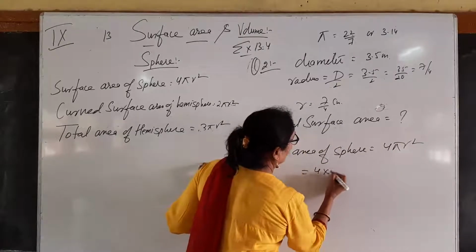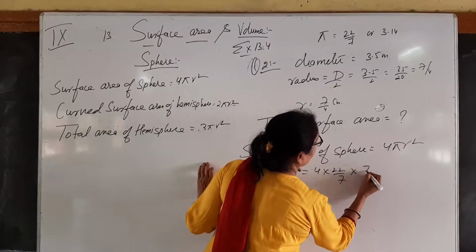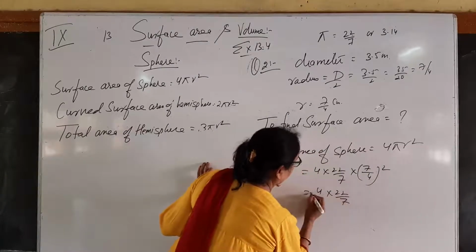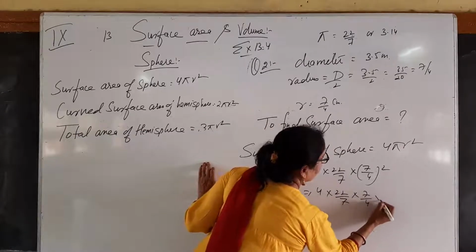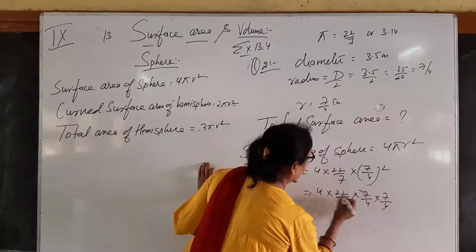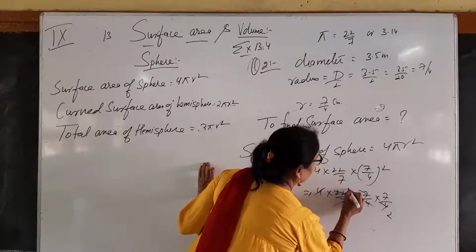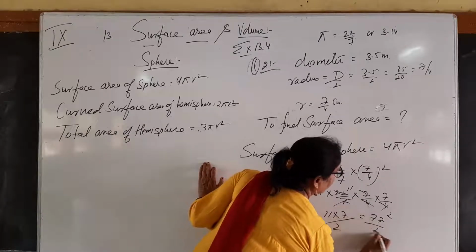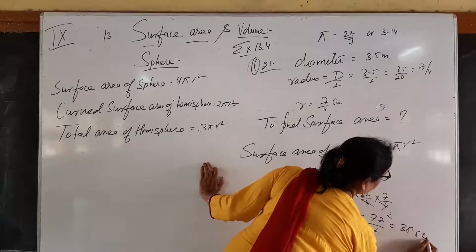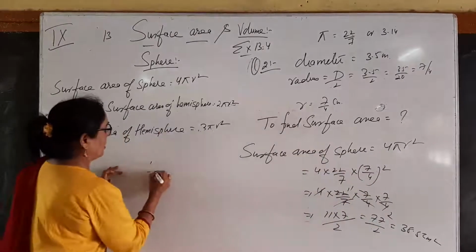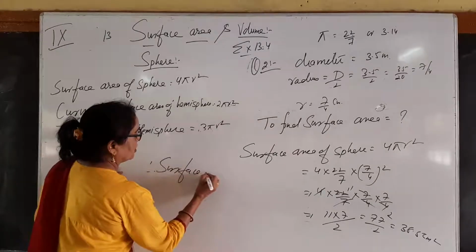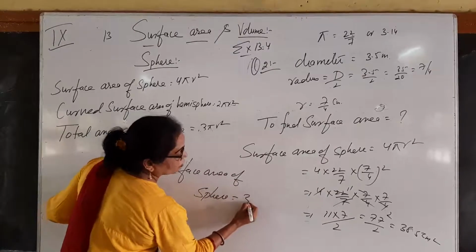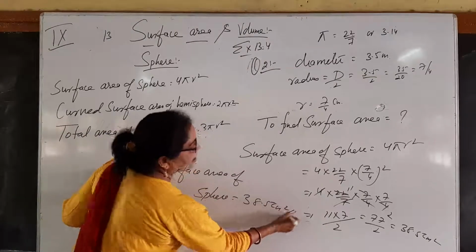So it is 4 into 22 by 7, r is given 7 by 4 whole square. So 4 into 22 by 7 into 7 by 4 into 7 by 4. This 7 cancel, this 4 cancel, this is 2, this is 11. So we will get 11 into 7 by 2, 77 divided by 2, 38.5 square units. Therefore, surface area of a sphere is equal to 38.5 square units, is the answer.